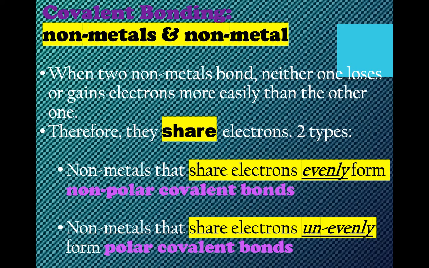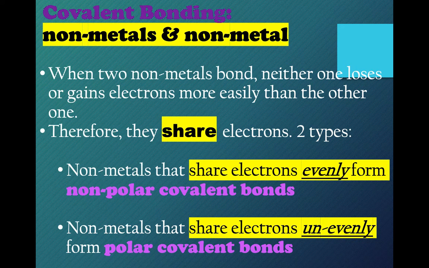Now, when you share, there are two ways that you can share. You can either share them evenly, or you can share them unevenly. When they are shared evenly, we call that a non-polar covalent bond. The valence electrons are just evenly distributed between the two atoms. Right? It's the picture of two children playing nicely with their toys. Right? It's idyllic, it's nice.